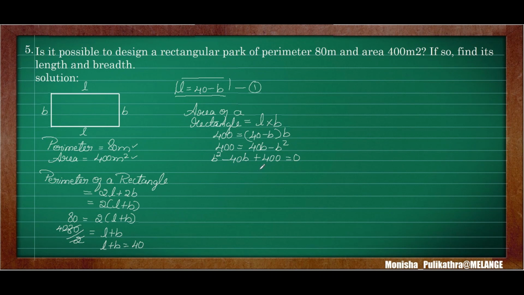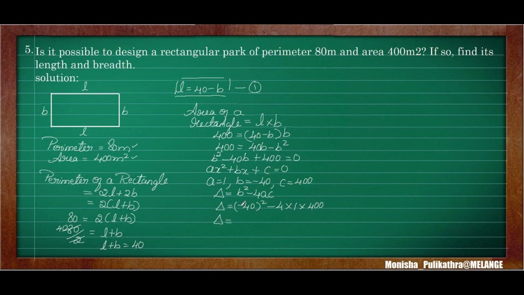So next we need to find out whether this equation is possible, because in the question they have asked, is it possible to design a rectangular park? If real roots exist, then it is possible to design a rectangular park. Okay, so this equation is in the form of ax square plus bx plus c is equal to 0. Here a is equal to 1, b is equal to minus 40 and c is equal to 400. In order to find out the nature of the roots, we need to apply the delta formula, that is b square minus 4ac. So delta is equal to, substituting the values, minus 40 whole square minus 4 into 1 into 400.